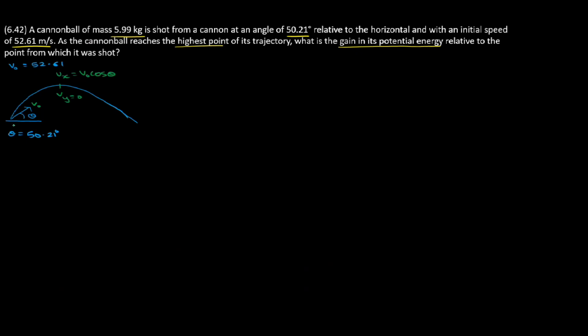So at this initial point, I have velocity v0, which is the resultant of both x and y components at that point. On the highest point, I have only the x component. The y component of velocity at that point will be 0. Let h be the height at the maximum, the highest point. I need to find what is the gain in potential energy over here.